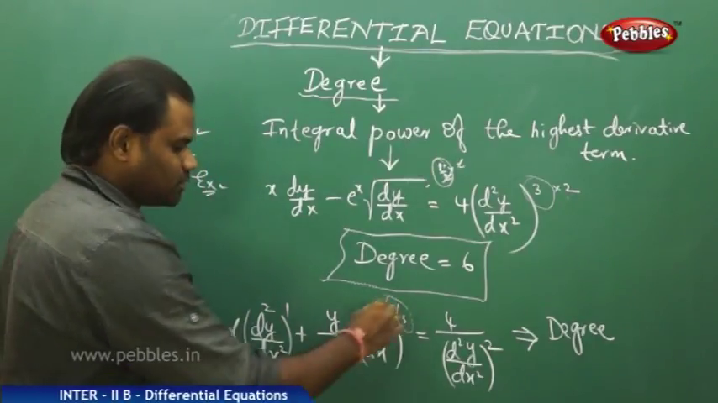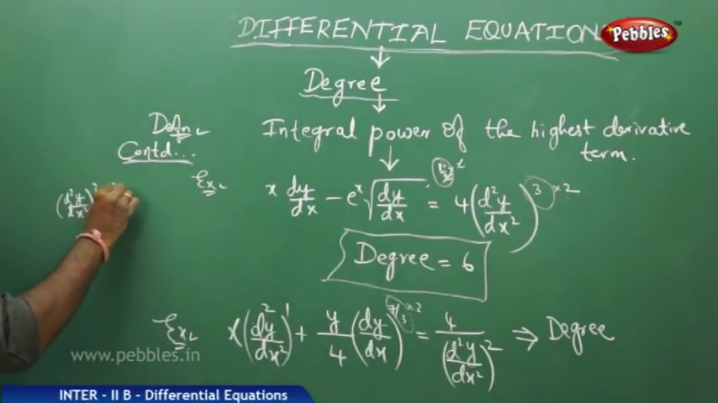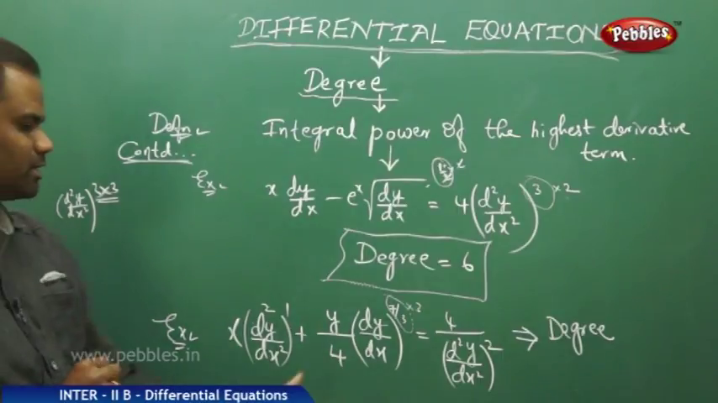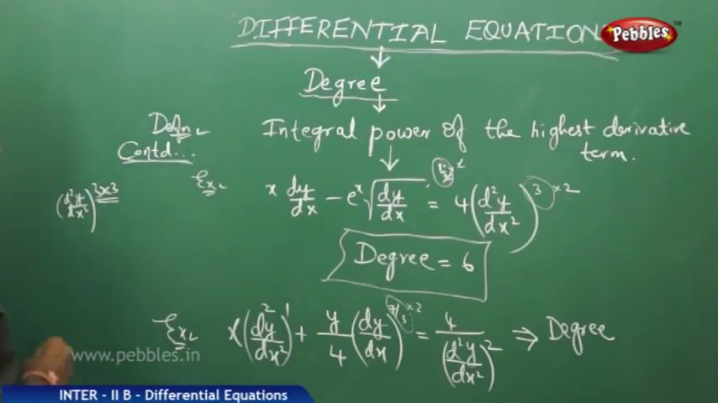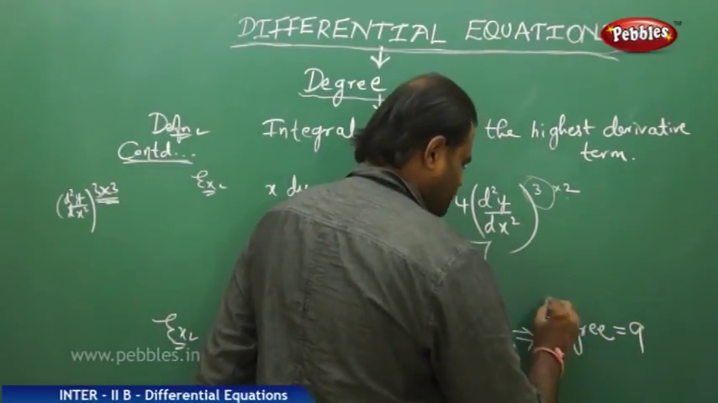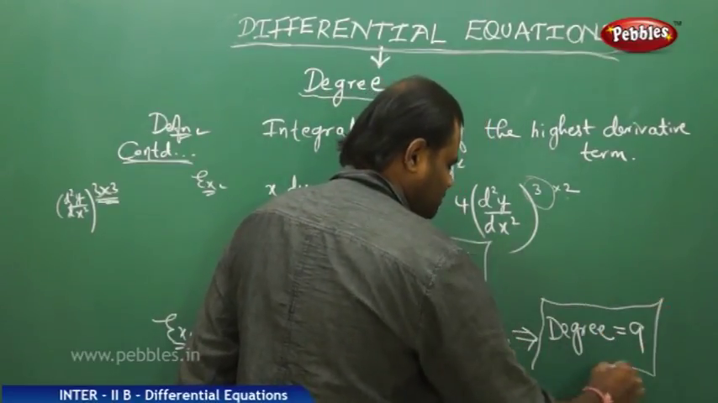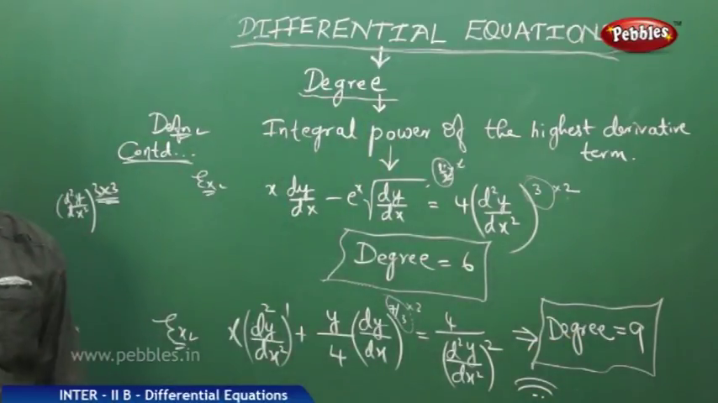To make this an integer, I multiply with 3, or cube, on both sides, so this gets reduced to 3. Therefore in this case, in order to maintain that this is an integer and this comes to the numerator, I have this as 9. So the degree is 9 for the given differential equation, is how we understand the degree and order of a differential equation.